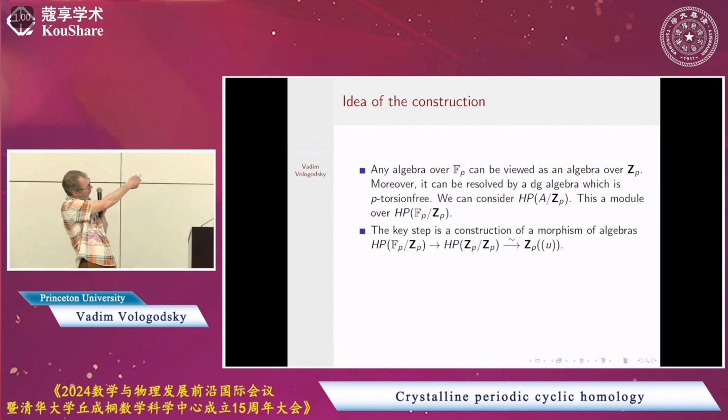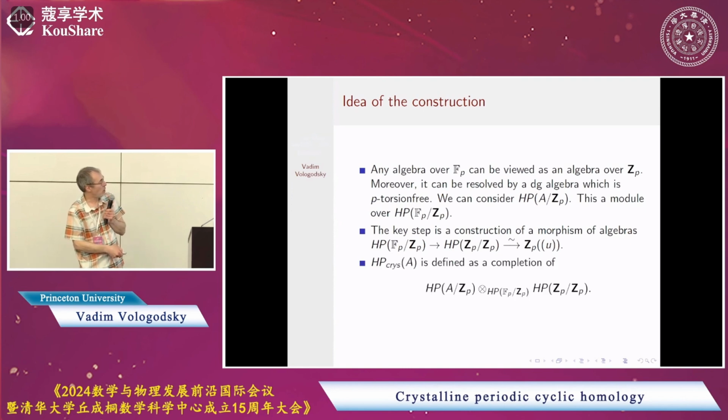But what I want to point out is this HP. So again, let's take A over Fp and we look at its periodic cyclic homology over Zp. And by general nonsense, it's an algebra over the periodic cyclic homology of Fp over Zp. And the key step of the construction is producing an algebra map from HP of Fp over Zp to HP of Zp over Zp. So there is an obvious map in the opposite direction, right? Because Zp maps to Fp. But the claim is that there is a section. That's a miracle.